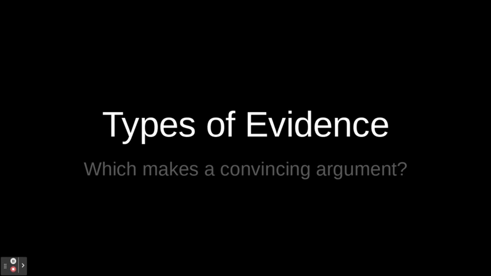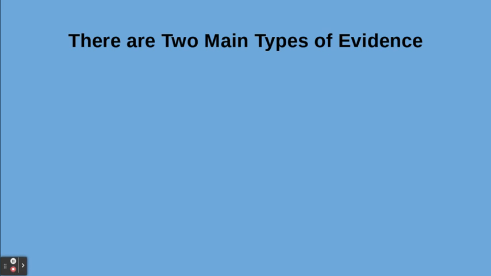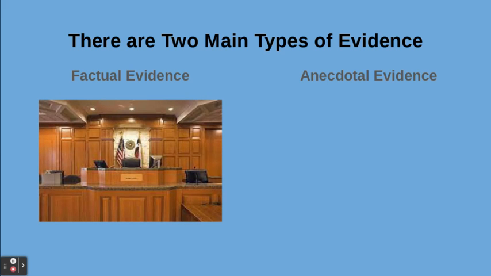And to do that, we really need to focus on the evidence. Now, there are two types of evidence. We have factual evidence and we have anecdotal evidence. And then there are different types of evidence underneath each of those. So factual evidence is based on facts. You can think of a courtroom, and when attorneys, lawyers are presenting their case, they need to stick with the facts.